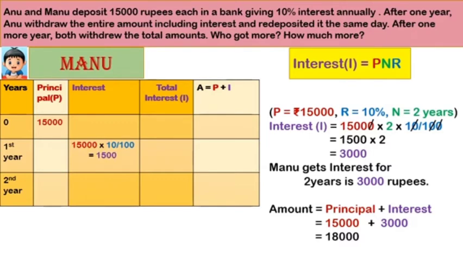Okay, first year, 10% interest. So 50,000 into 10 by 100 is equal to 5,000. So in first year, the interest is 5,000. Therefore, how much is the amount Manu got after 1 year? 50,000 plus 5,000, that is 55,000.